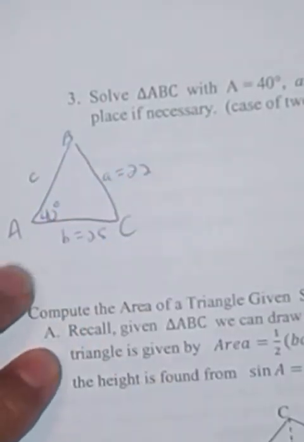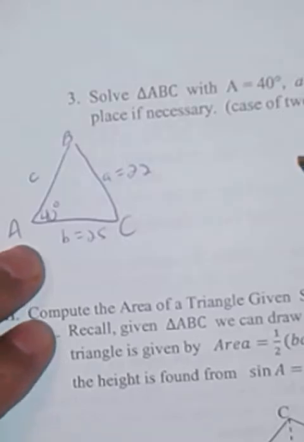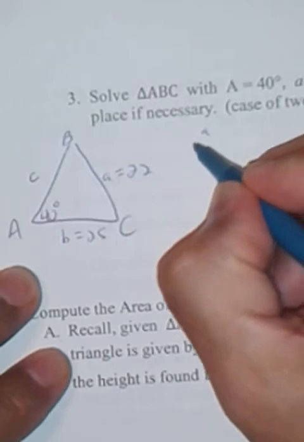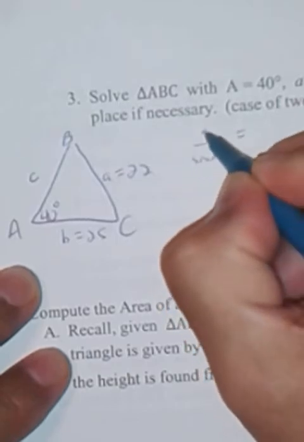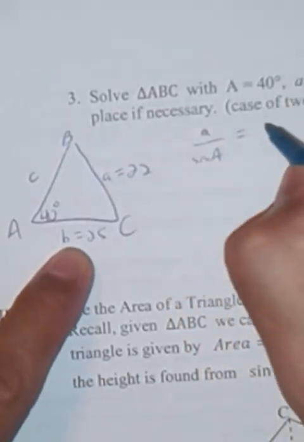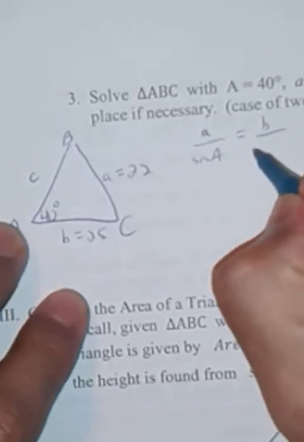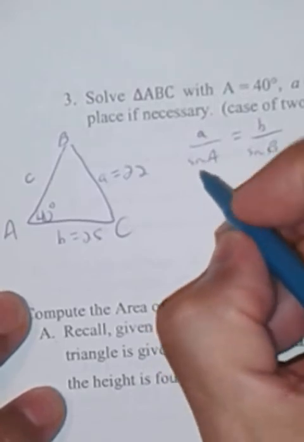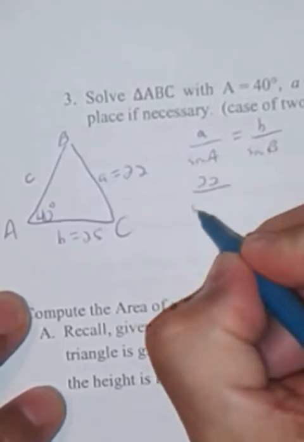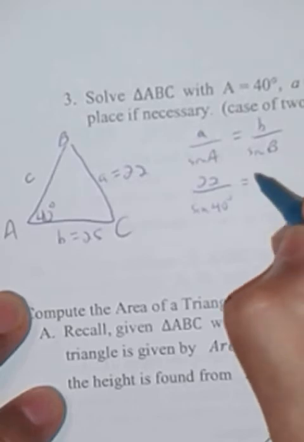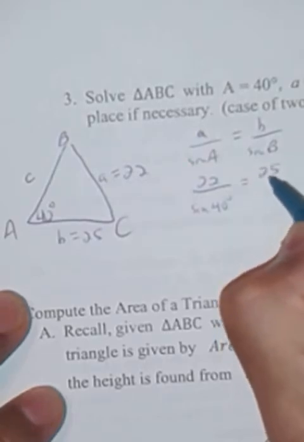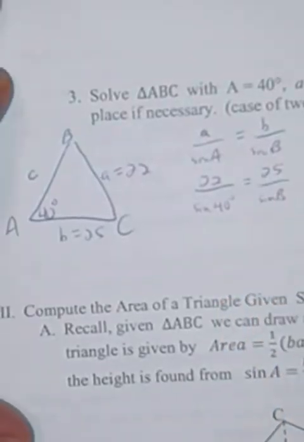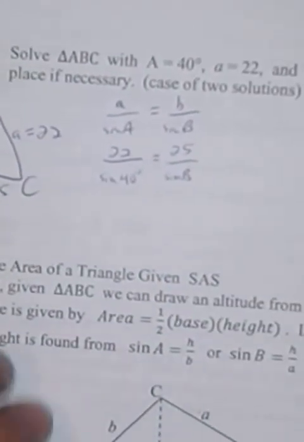Okay, all right, so the first thing is that we do have side A and angle A, so we'll write A over sine of A equals, and we do have side B, so we'll say B over sine of angle B. All right, and if we fill in the numbers, so we have A is 22 over sine of 40 degrees equals B is 25 over sine of B. Right, and you can see where we might be using sine inverse.